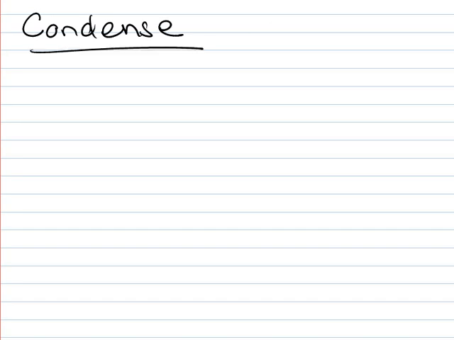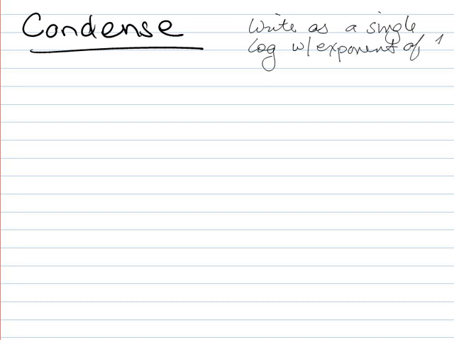So the last set of problems that you're going to look at, instead of saying expand, it's going to say condense. So by condense, it's going to say something like write as a single logarithm with an exponent of 1. So all those exponents that we've been pulling out, we're now going to tuck them back up into the logarithm. And basically everything that we've been doing, we're going to undo.